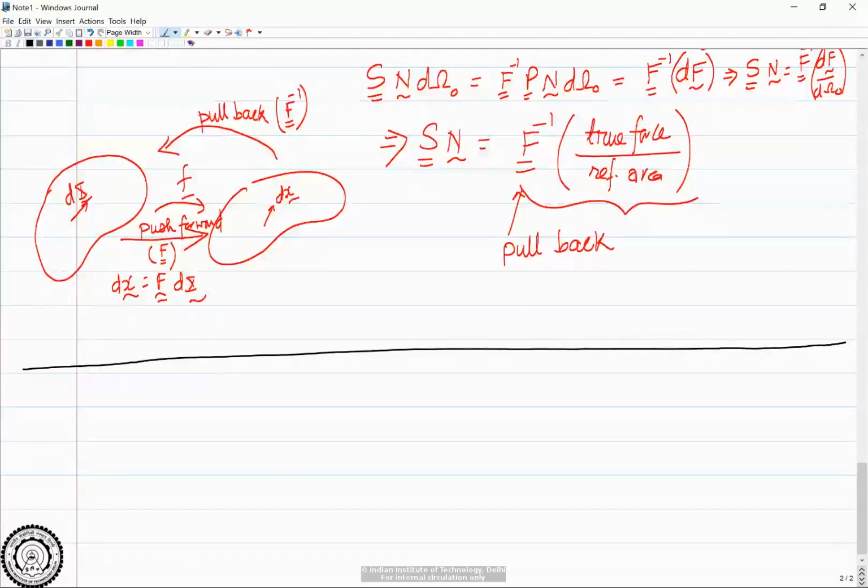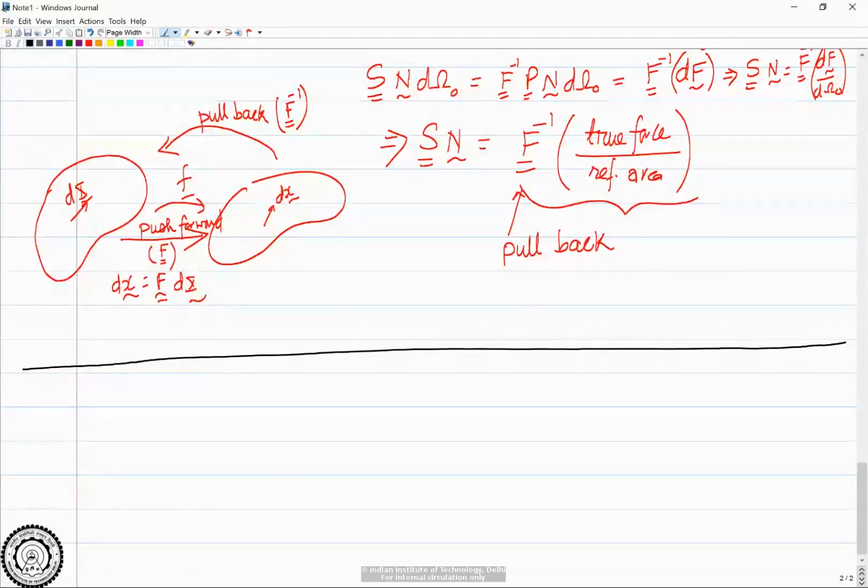Okay? And in UG, we only talked of referential traction and the true traction, the Cauchy traction. When you divide force by actual area, the current area, you get true traction. When you divide force by the undeformed area, then you get engineering traction, I guess. Yeah, or they also call it nominal traction.